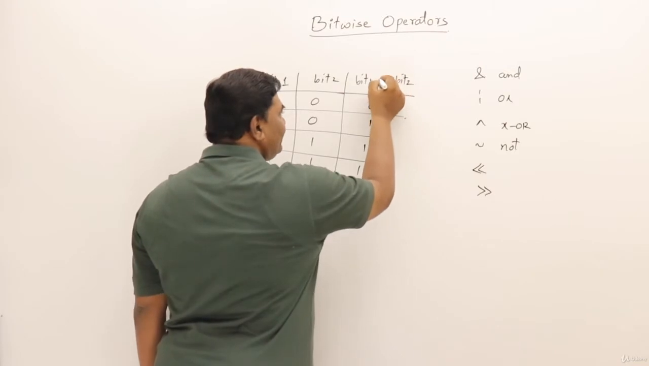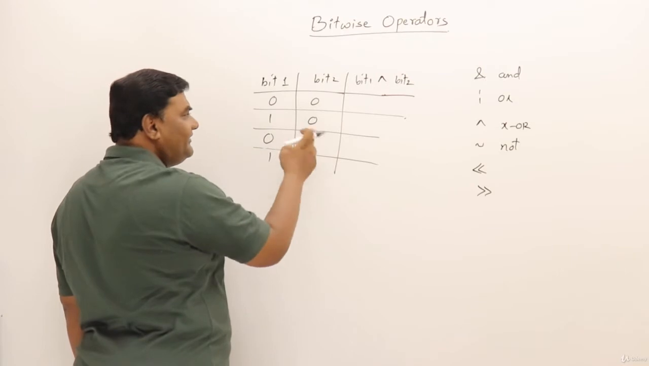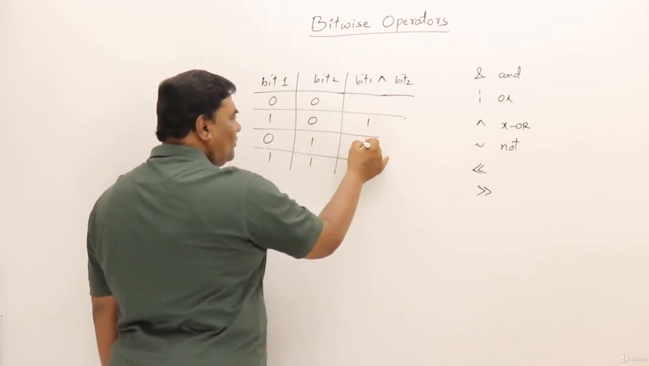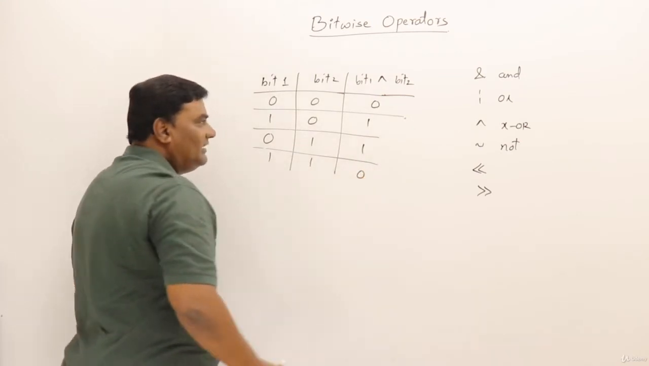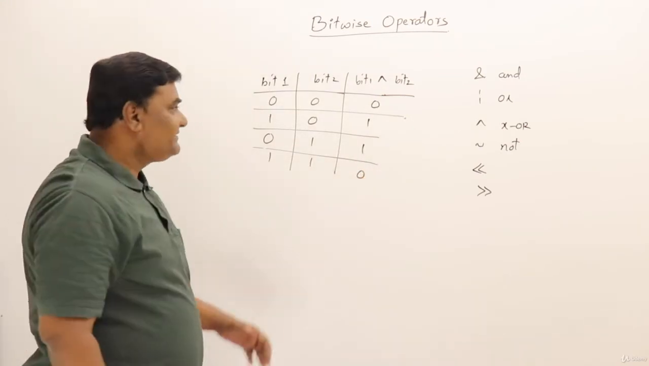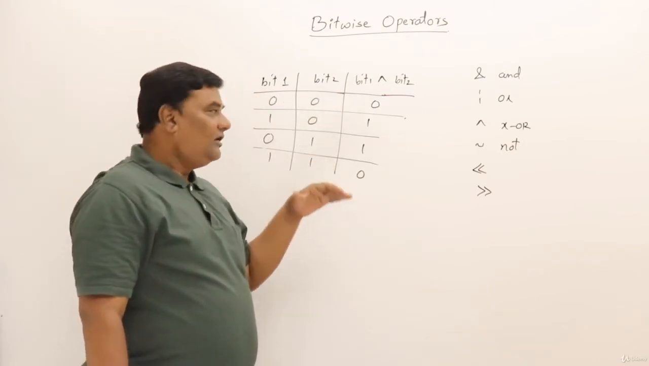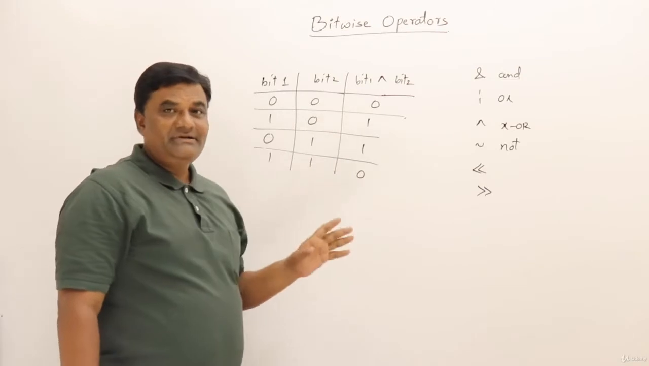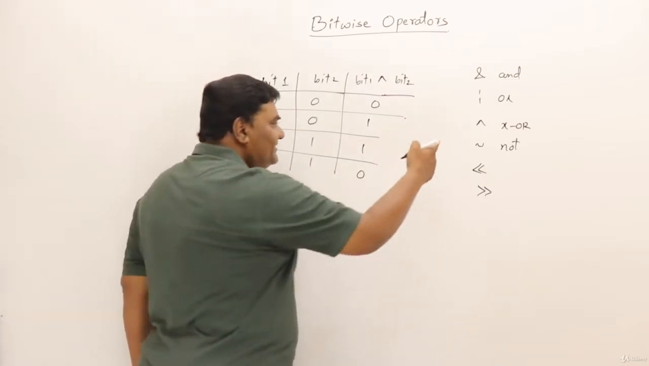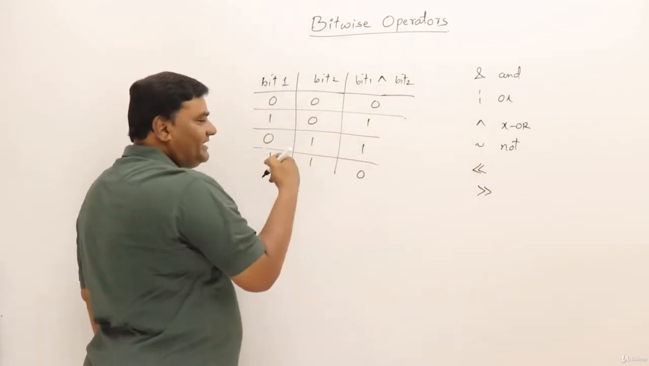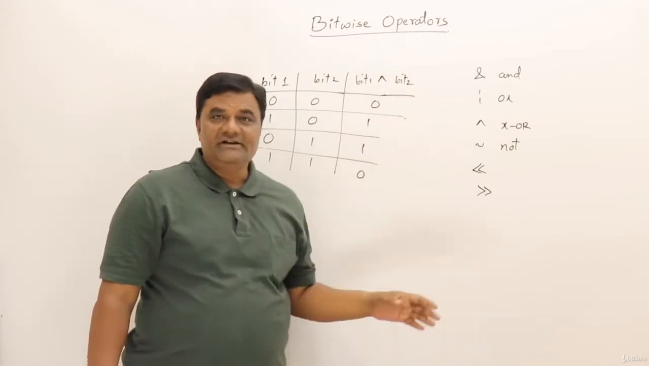Then XOR: if both the bits are different, then only it will be 1. If both the bits are the same, then it will be 0. Exclusive OR means exclusively: if one is 1, then the other bit must be 0, or if one bit is 0, then the other bit must definitely be 1. So this is XOR. NOT means whatever the bit is, if it is 1, it will become 0, and if it is 0, it will become 1. Let us learn all these operations by using examples.